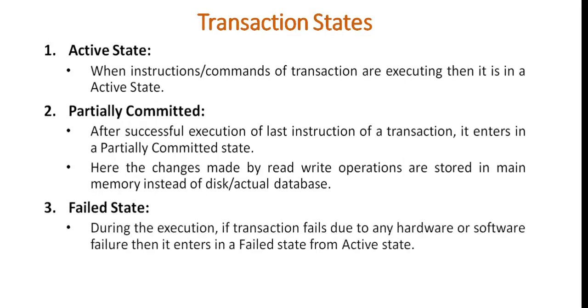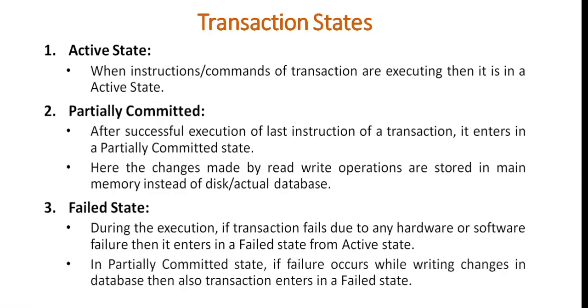During the execution of a transaction, if the transaction fails due to any hardware or software problem, then it enters a failed state from active state. See, whenever a transaction is executing instructions, then it is in an active state. But while executing those instructions, if that transaction fails due to any problem, then it enters a failed state, means from active to failed state.